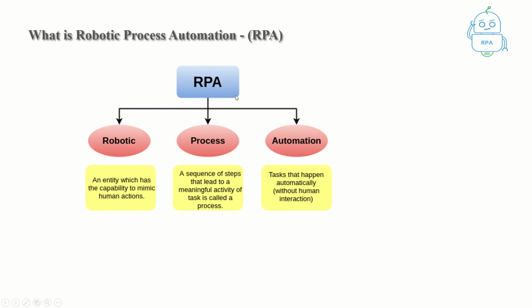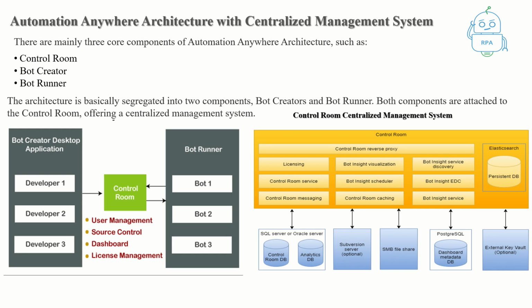Okay, so first we'll understand the concept of RPA in brief and then we'll understand it thoroughly while doing the practical sessions. Okay, we'll move on to the next slide. So here we can see the Automation Anywhere architecture with a centralized management system. There are mainly three components of the Automation Anywhere architecture: one is the control room, the second is the bot creator, and the third is the bot runner. The bot creator and bot runners connect to this control room.